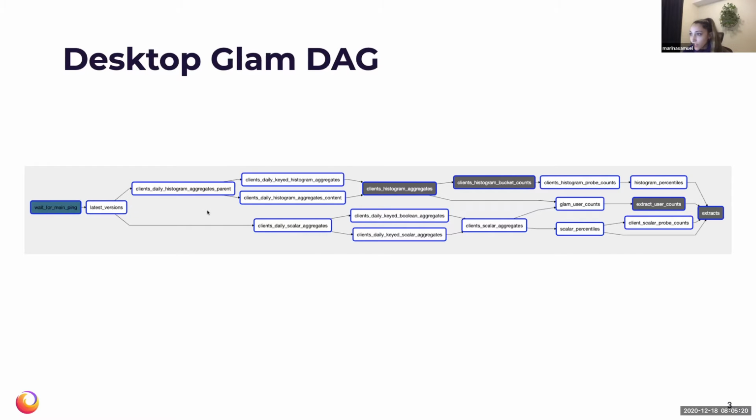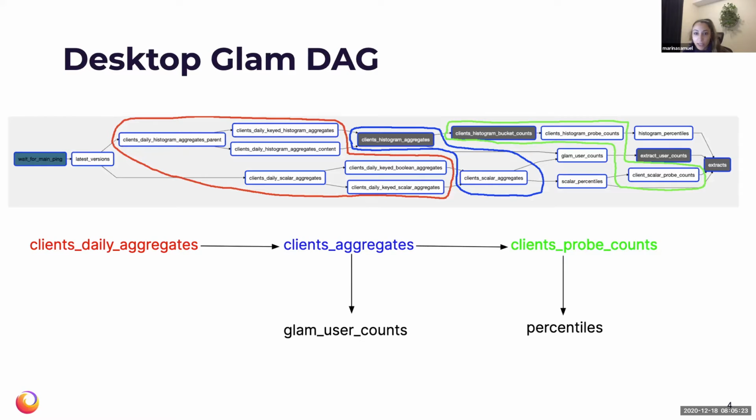So when we group those together, they look more like this. So here the colored bubbles I circle correspond to the colored labels, and these are where the majority of the work is happening. There's also user counts and percentiles, which I didn't color, but you can see where those fit. We also have to the far left a table that keeps track of the latest 3 versions of Firefox per channel, which we use for filtering the data. And on the right, there's a couple of jobs for extracting the data. And yeah, so I'll start by talking about the client's daily aggregates in the red circle.